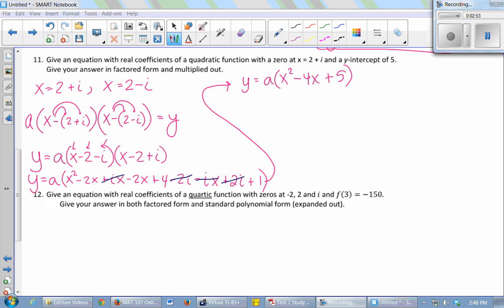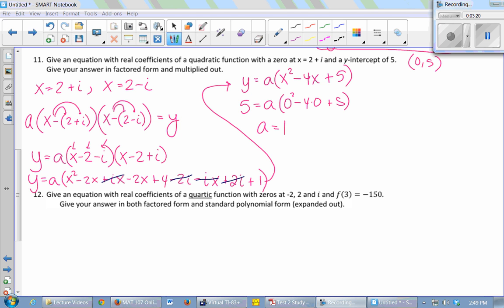So now I just have to figure out what a is, and I'm going to do that using the y-intercept. It is another point. The y-intercept of 5 means (0, 5) is a point on the graph. So I'm going to plug in 5 for y and 0 for x and solve for a. And you get that a has to be 1.